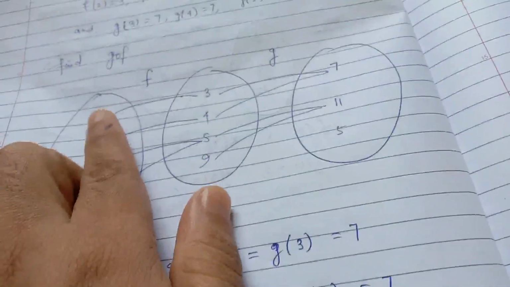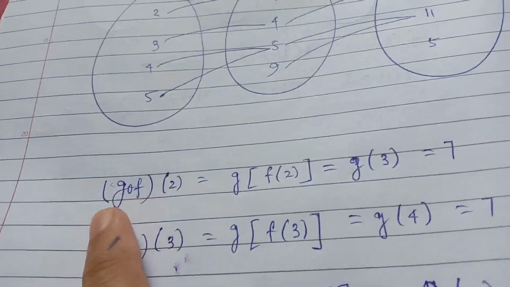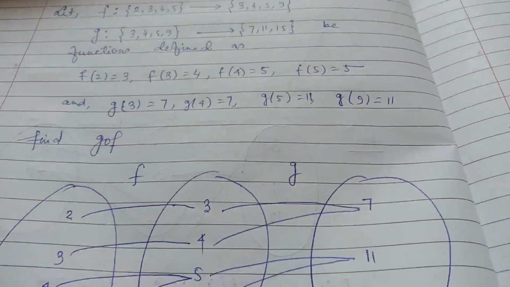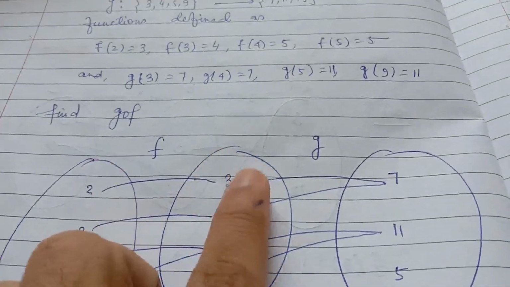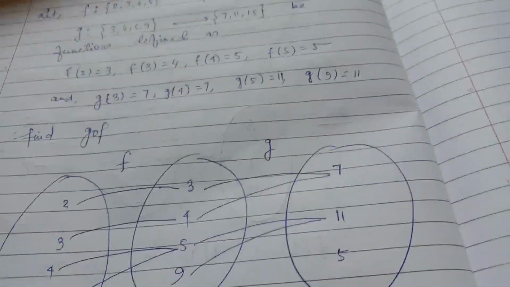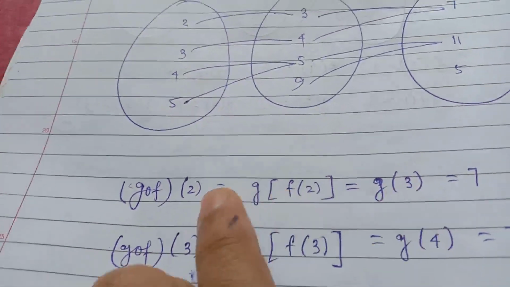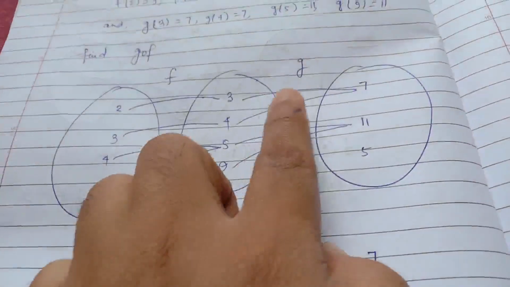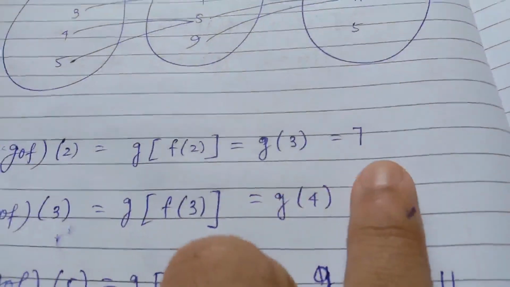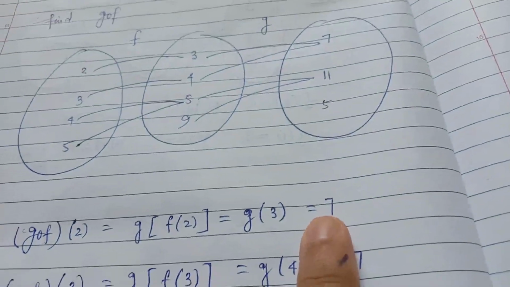g composition f, first element is 2. You can see g composition f of 2 equal to g of f of 2. f of 2 equal to, you can see I have marked here f of 2 equal to 3. Here it is given f of 2 equal to 3. So f of 2 will be 3. Next, g of 3. g of 3 equal to 7. This is given in the definition. So g composition f of 2 equal to 7.